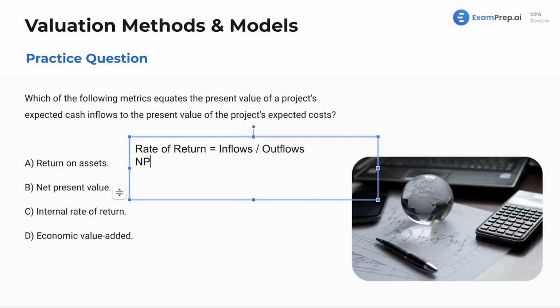And net present value, a good formula for that is inflows minus outflows. Hence why you don't want a project with a negative net present value, because if you're going to lose money, if our outflows are greater than our inflows, well, duh, why would you accept that project? Awesome. Just talking about that a little bit more there.